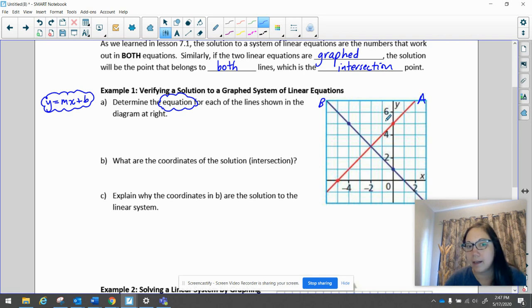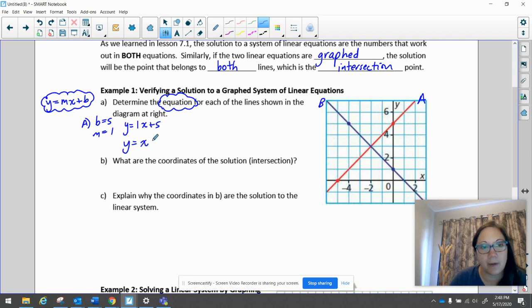So for the red line here, we know that it has a y-intercept or a b value of 5. And the slope seems to go up 1 over 1, up 1 over 1. So the slope is 1. If I put that in y equals mx plus b form, I get y equals 1x plus 5, which I simply write as y equals x plus 5. So there's one of my equations.